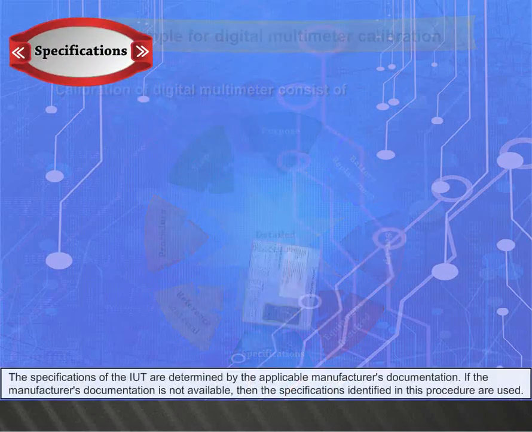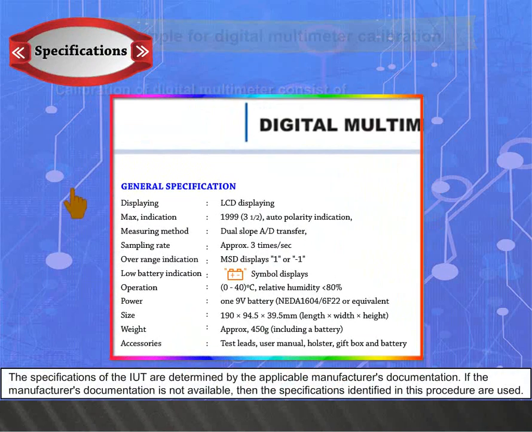Specifications. The specifications of the IUT are determined by the applicable manufacturer's documentation. If the manufacturer's documentation is not available, then the specifications identified in this procedure are used.